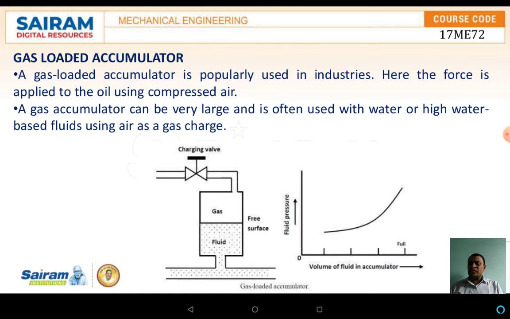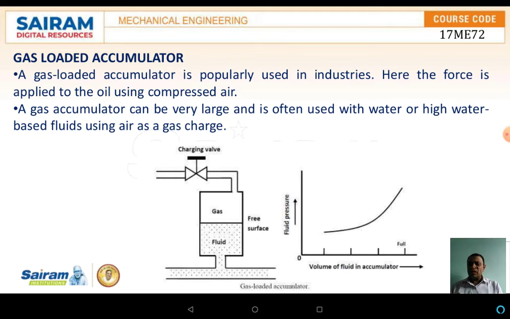The next one is the gas loaded accumulator. The gas loaded accumulator is popularly used in industries. Here the force is applied to the oil using compressed air. In some cases, nitrogen is also used as the load bearing gas in the gas loaded accumulator.